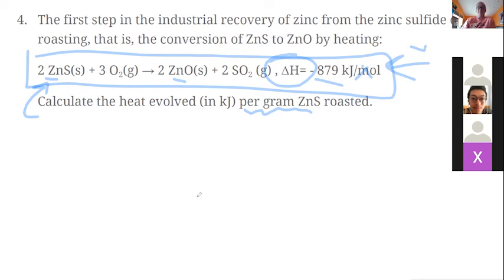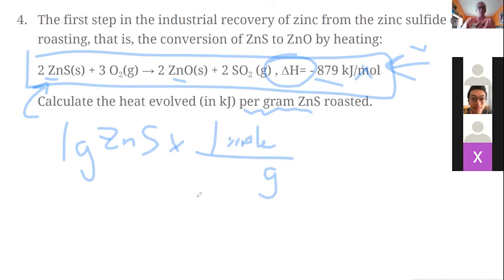We need to know how many moles that is, because we're always given delta H in moles, right? So 1 gram of zinc sulfide is how many moles? I don't know. So how do we figure that out? Well, grams at the bottom, moles on top. So how much is 1 mole of zinc sulfide? What's the mass of that? 97.474. Right. So how many moles is that? 0.010259. Okay, so that's how many moles.